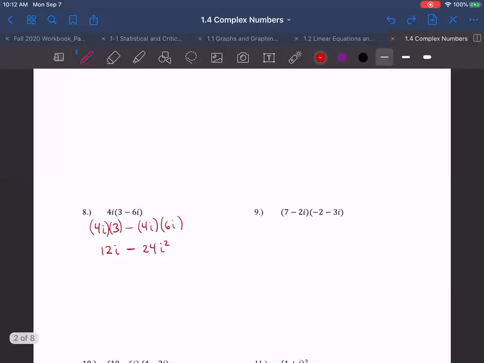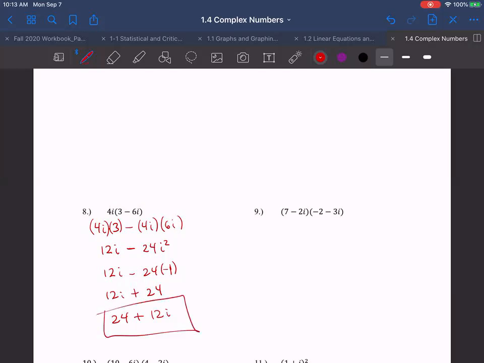That means this becomes 12i, and so this i squared becomes -1, and then this becomes 12i plus 24. Or if you wanted, you can write it in the, it doesn't really make that big a difference, but it would be 24 plus 12i for the a plus bi form. All right, and that's pretty much how you handle those. Otherwise, all your operations are the same.